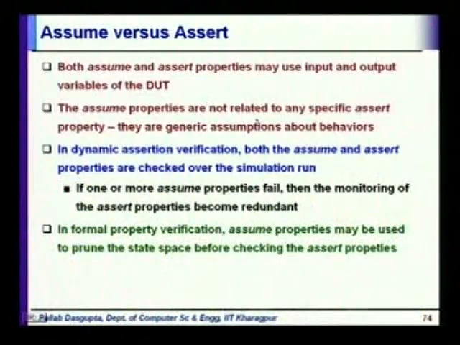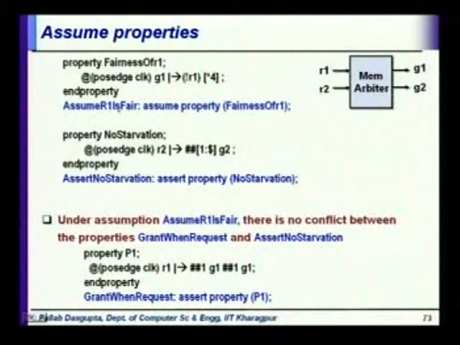Assume properties are not related to any specific assert property. They are generic assumptions about behaviors. So it is not that these two are a pair. It is not that there is any implication between this and this. If this, then this. Nothing like that. This assumption is a generic assumption. It says that the inputs or the input output behavior is always going to satisfy this.